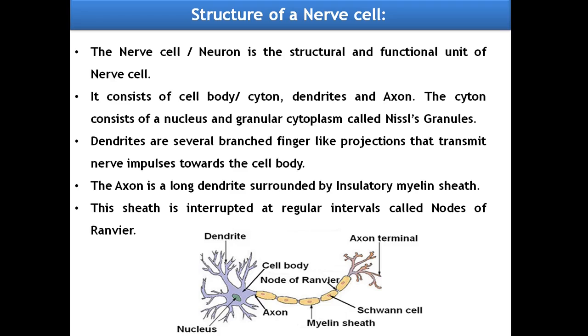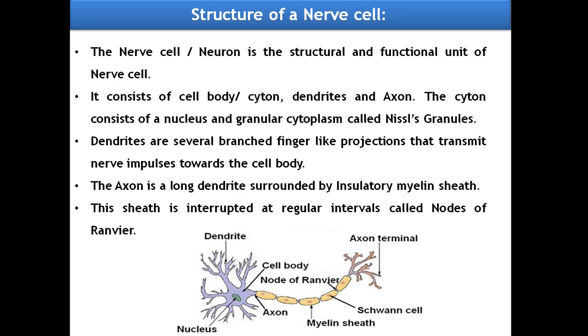Now moving on to the structure of a nerve cell. The nerve cell, also called a neuron, is the structural and functional unit of the nervous system. It receives and transmits electrical nerve impulses from one part of the body to another part. A neuron consists of a cell body or cyton, dendrites and axon.